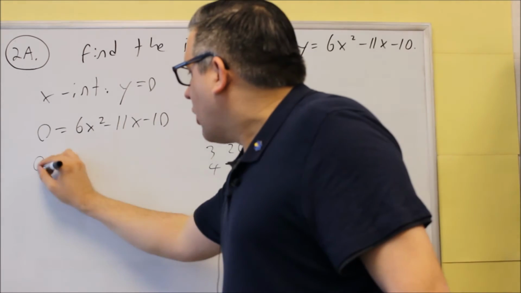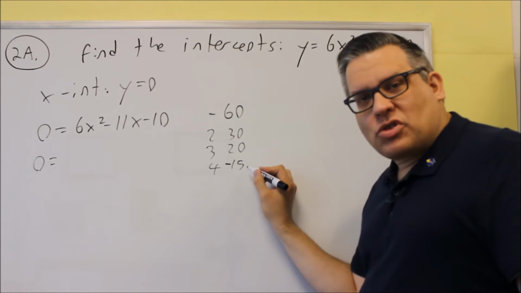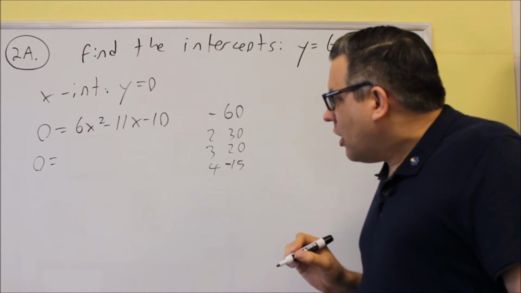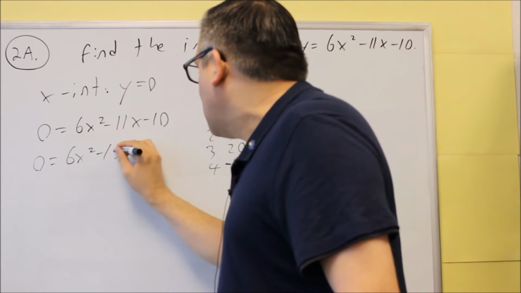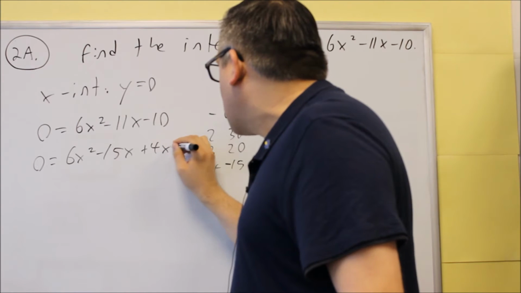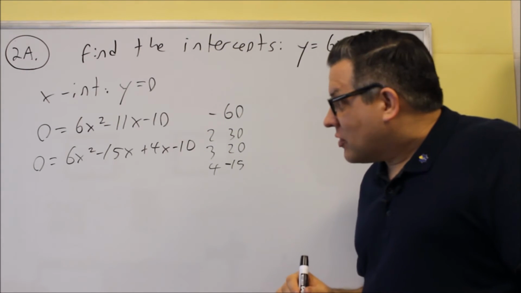So then I'm just going to rewrite the middle term. Instead of negative 11x, I'm going to rewrite it with these two terms here. It doesn't matter which one comes first. So let's just do 6x squared minus 15x plus 4x minus 10. Again, the order really doesn't make a difference here.